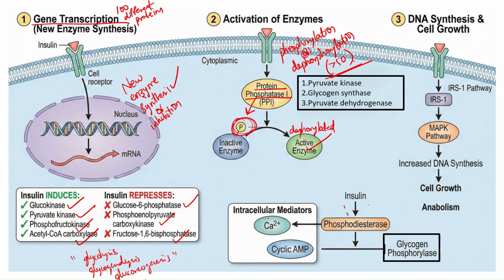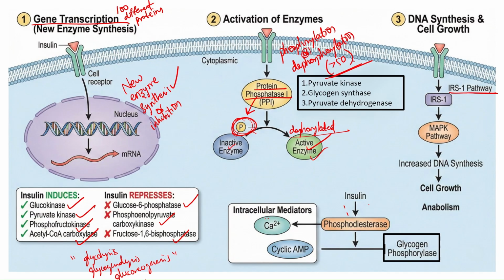If the enzymes remain phosphorylated, they are inactive. If the phosphate group is removed and they become dephosphorylated, the enzyme will become active. That is the activation of enzymes. Then next, coming to DNA synthesis and cell growth. Insulin is also a primary driver of physical growth and cellular energy storage, an anabolic hormone. By utilizing the IRS1 pathway, insulin stimulates DNA synthesis and promotes cell growth.